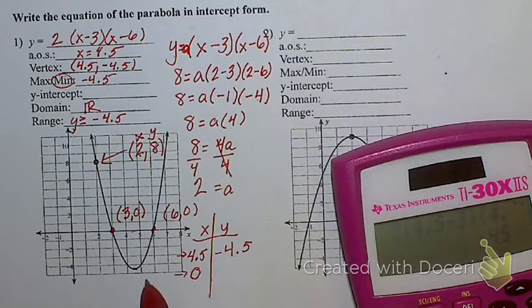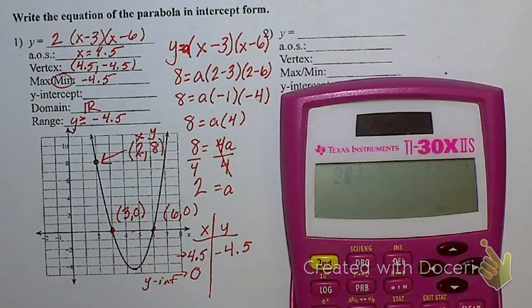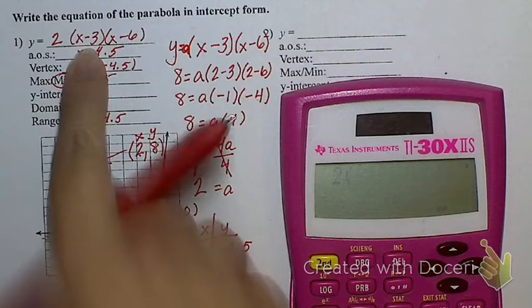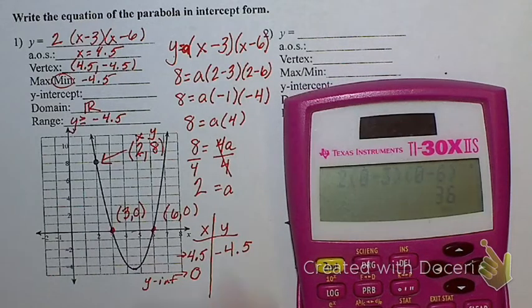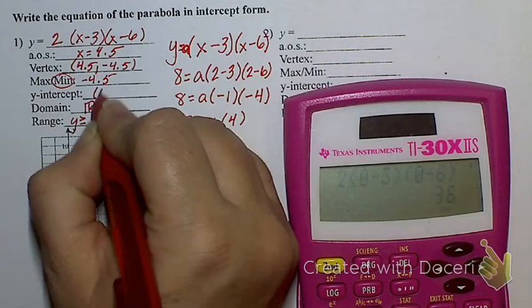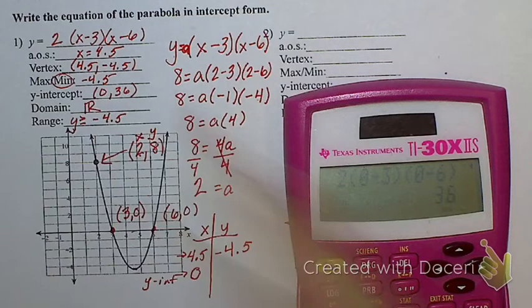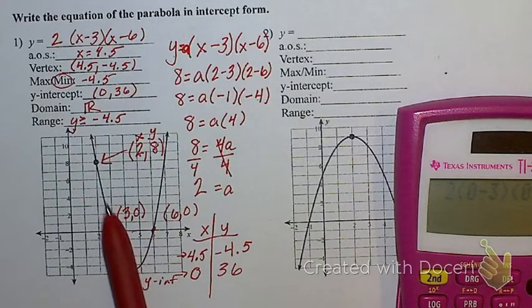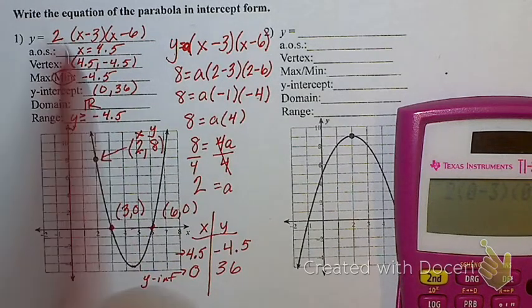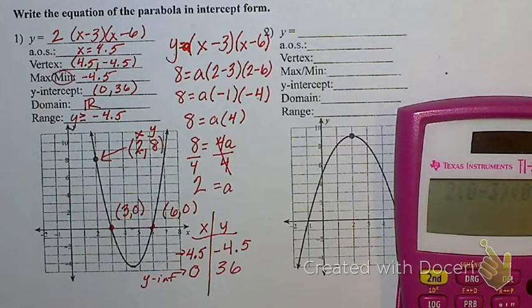This gives me my y-intercept. So if I plug in 0, I have 2 parentheses 0 minus 3 parentheses 0 minus 6, and I get 36. So my y-intercept is 0, 36. And that seems like a pretty high point, but since my graph is going up and it's not really close, it seems reasonable that it could be 36 before it hits the y-axis. If I got negative 36, there would be a problem because it's not going to hit the y-axis down here.